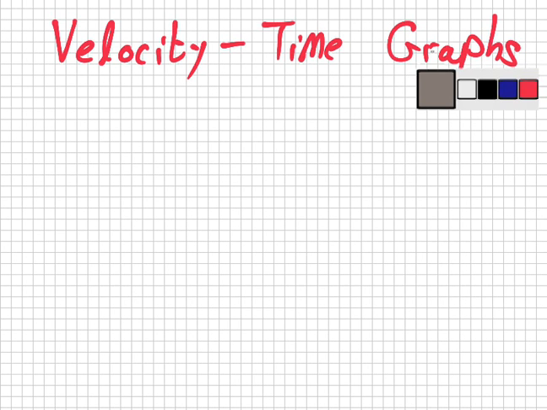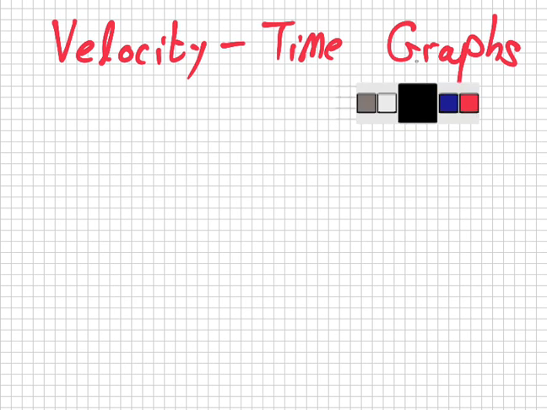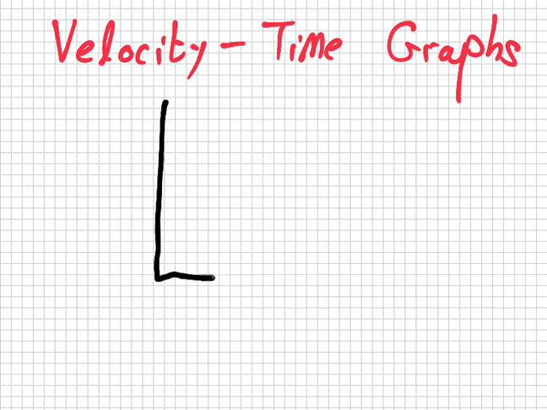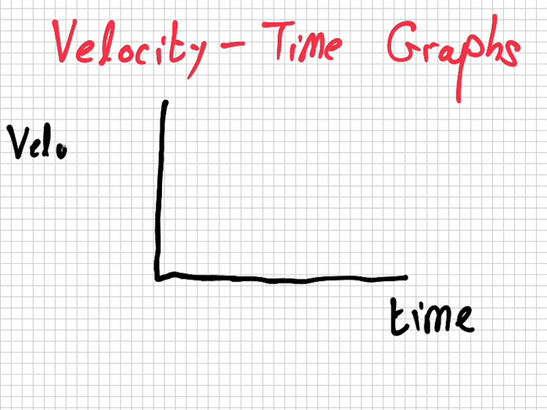So what are they? Well, they're a graph that has on the x-axis time and on the y-axis velocity. And that would be meters per second, of course, and that would be seconds.